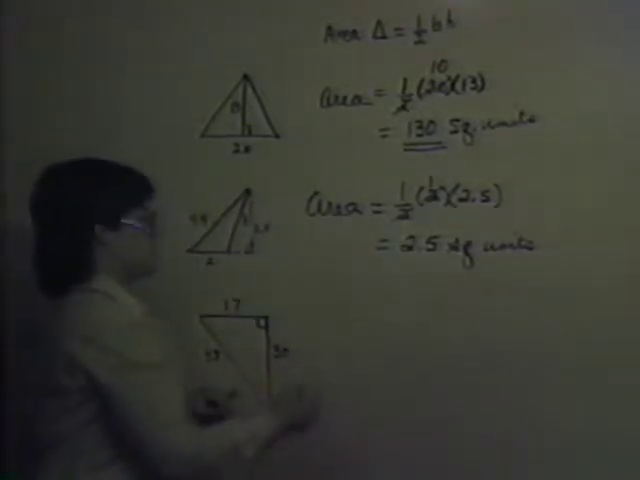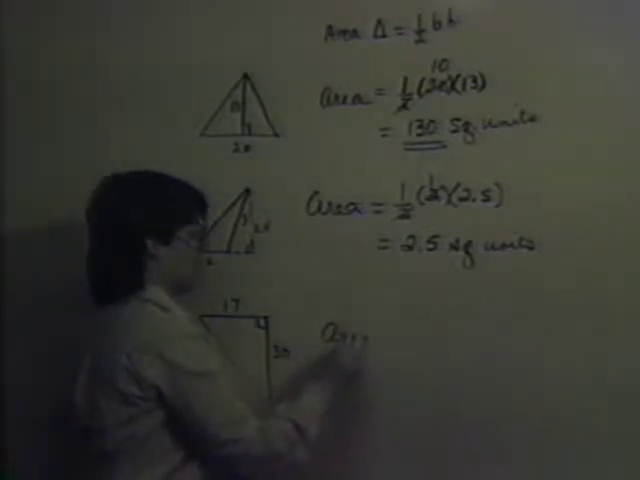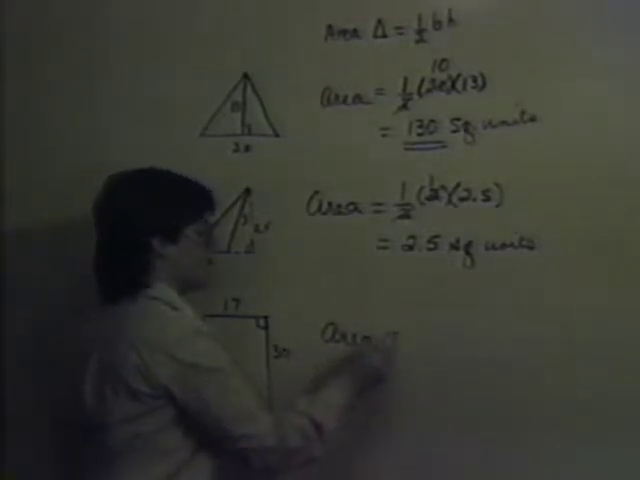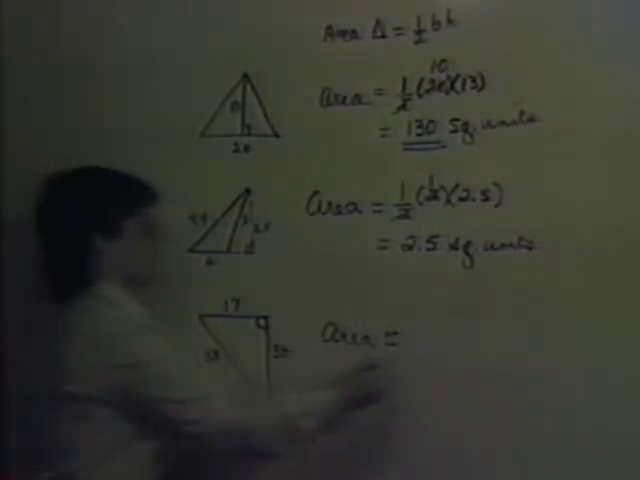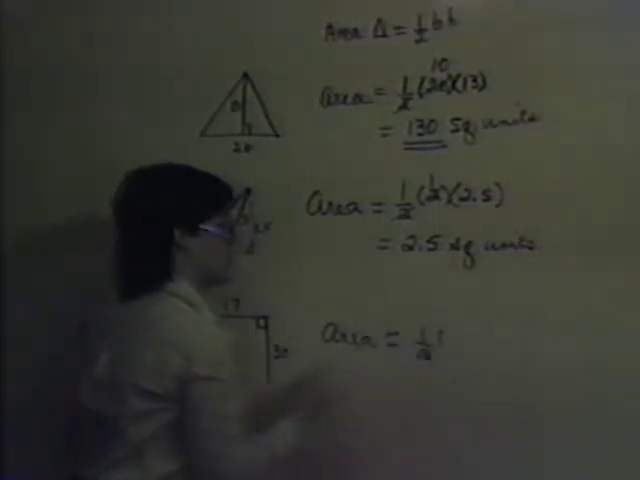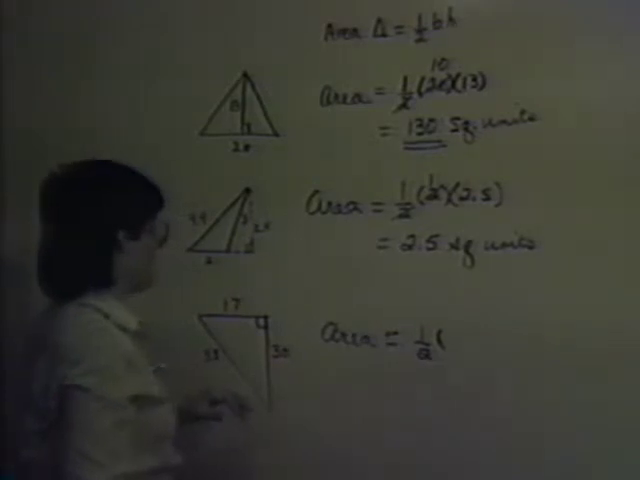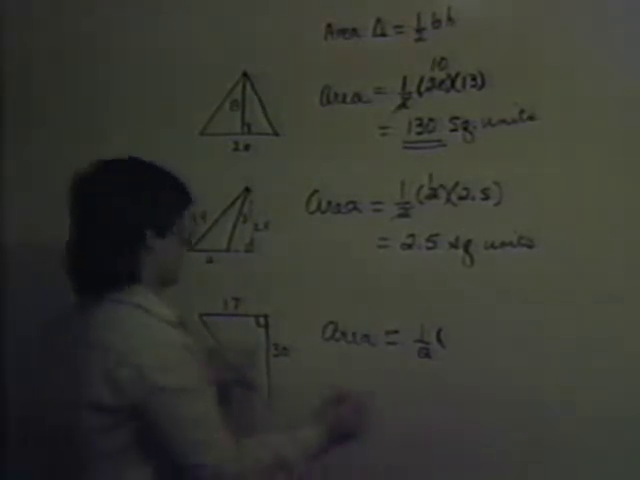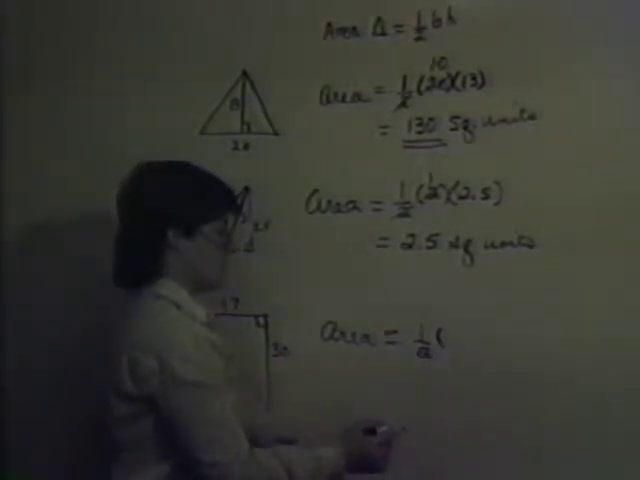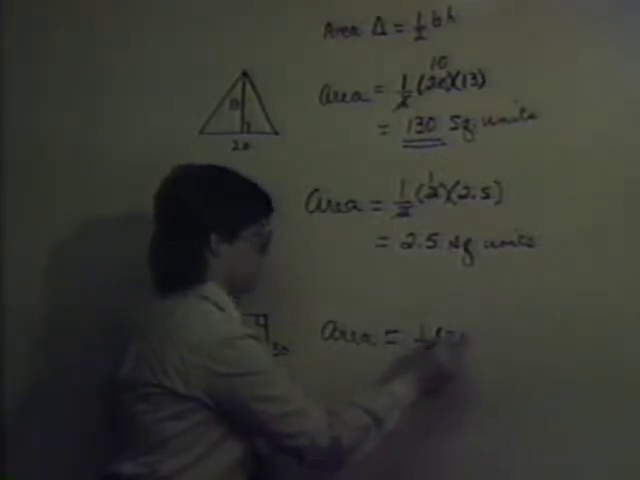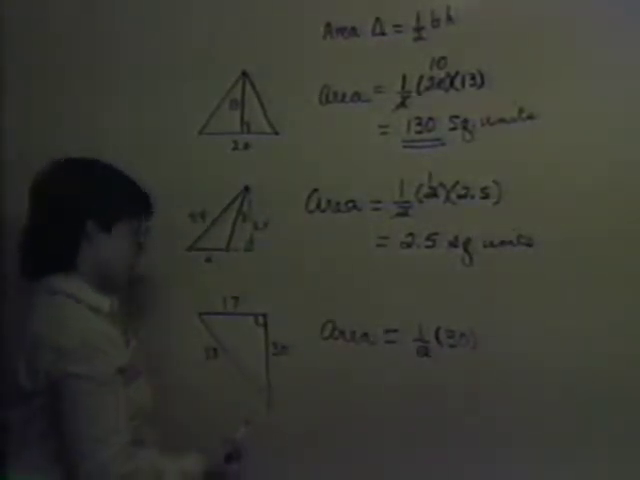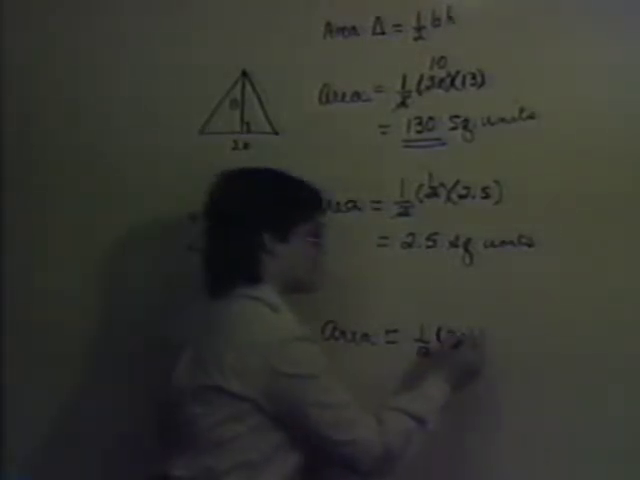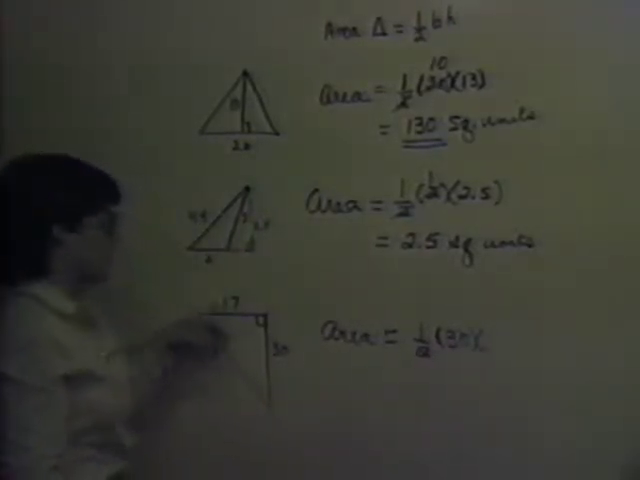Okay, and the last one, Sherry. What's the trick to this one? 1/2 times. Great. 1/2 times the height. Okay. The height is? 30. 30, great. You can see that they just turned it upside down on you this time, didn't they? So our base length is going to be? 17. Great, it's going to be 17.